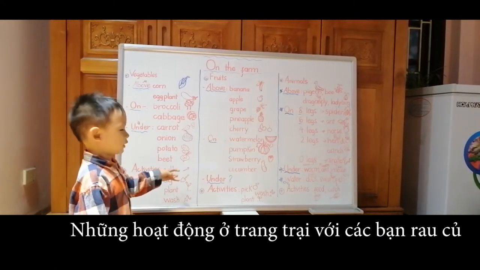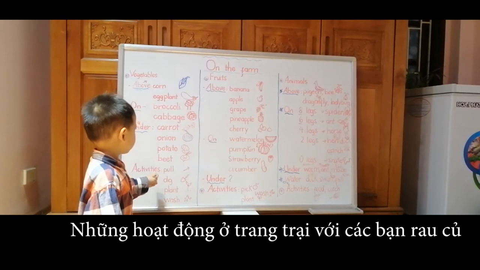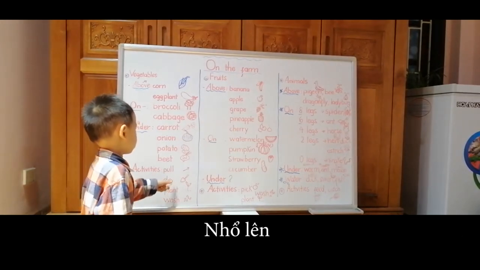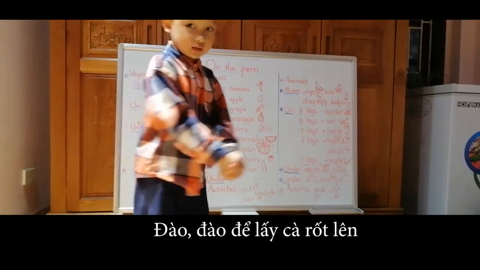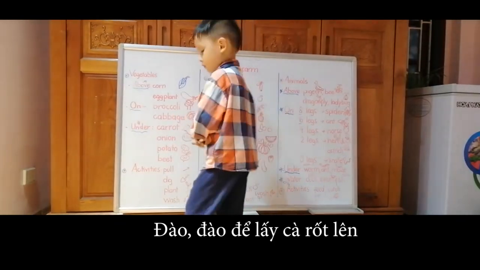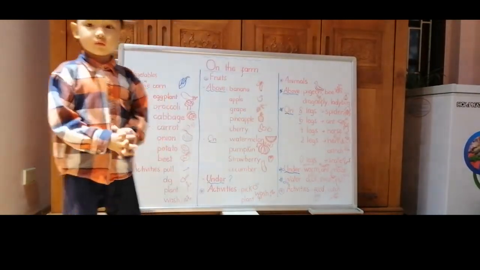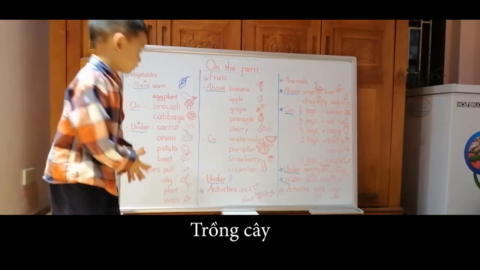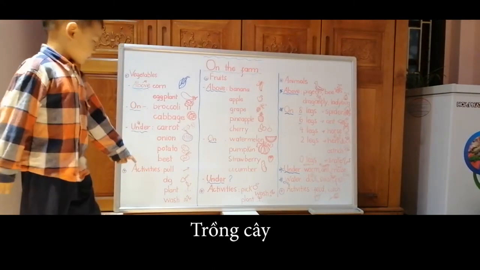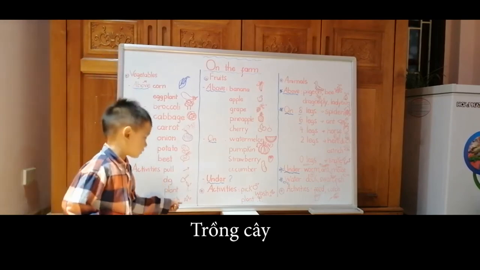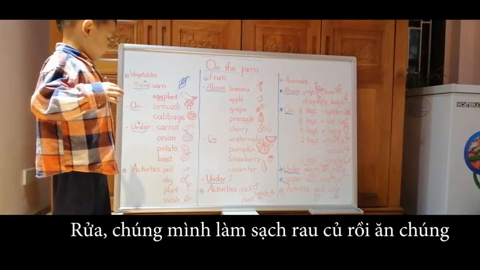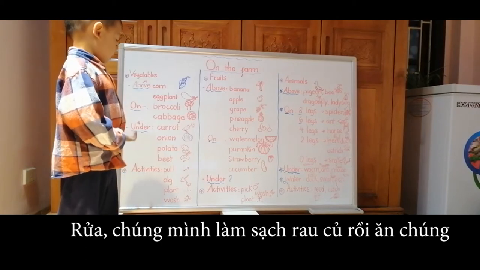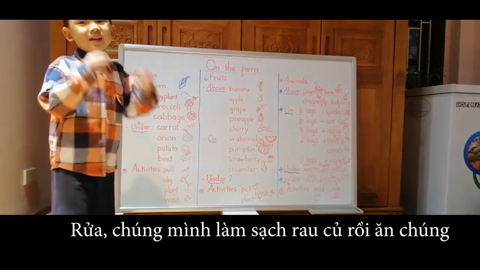Activity on the farm is vegetable. Pull. Dig the carrot. Plant. We clean them. We clean, we eat.